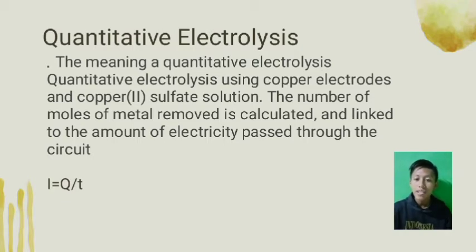First we need to think about the definition of current. Current is equal to charge over time. So I equals Q over t, where current is I, charge is represented by Q, and time by lowercase t.